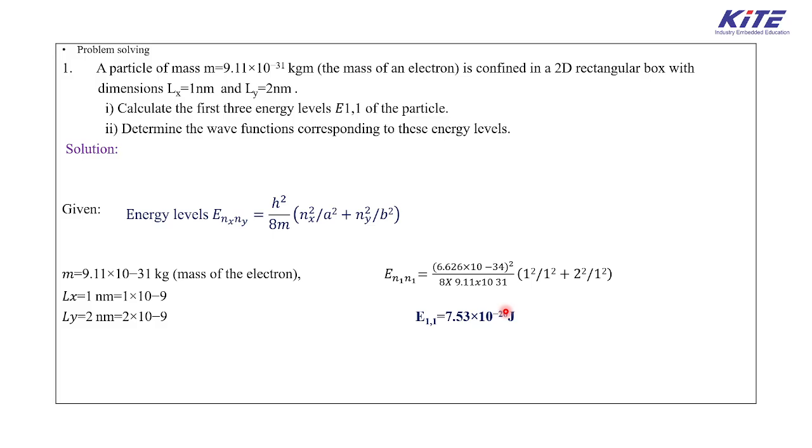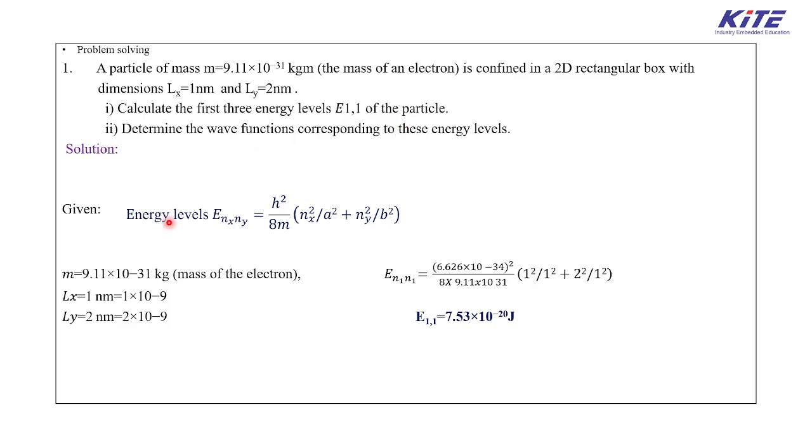So here we will give one problem for this two-dimensional and three-dimensional box. A particle of mass m equal to 9.11 into 10 power minus 31 kilogram is confined in a two-dimensional rectangular box with dimensions Lx equal to 1 nm and Ly equal to 2 nm. First, calculate the first three energy levels E11 of the particle. Second, determine the wave functions corresponding to these energy levels.